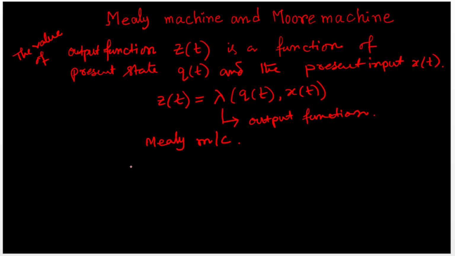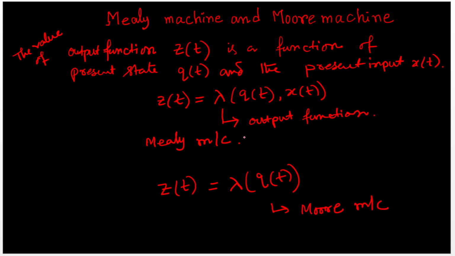Now if the output z of t depends only on the present state, that is, if the output function z of t is a function of only the present state, and is independent of the current input, so we can write z of t is equal to lambda q of t, this model is known as a Moore machine.